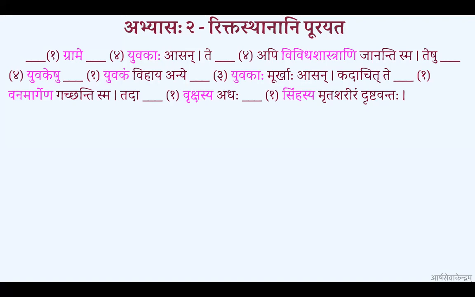Except one boy. Except one boy is fine. We are not talking about that one boy. Other than. So here it is talking about those three other youths. So Anye, Anyaha, Anyau, Anye. That is why Anye. Then Katachit, they.